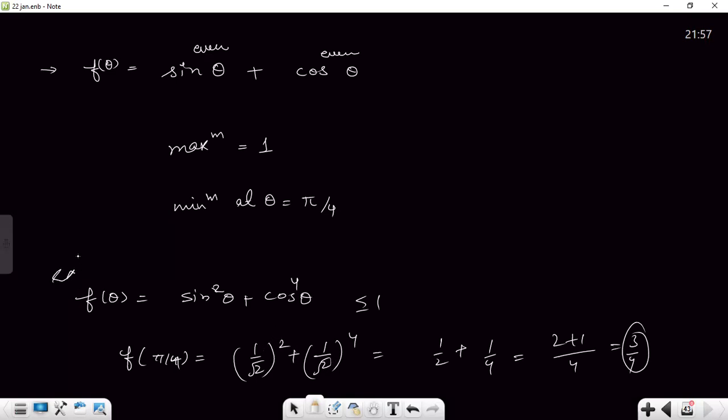Clear? Sine square theta plus cos 4 theta. The powers have to be even.